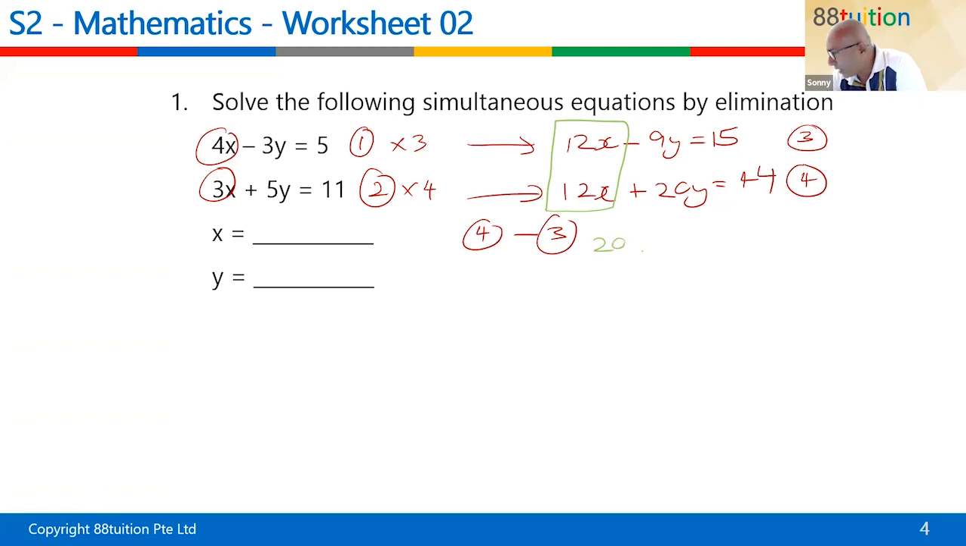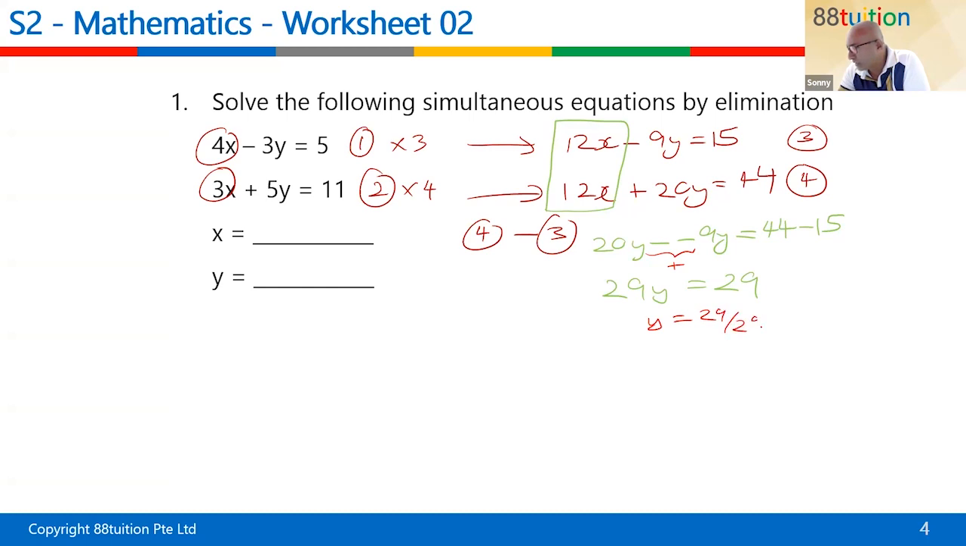Then you get 20y minus 9y equals 44 minus 15. So what do you get? 29y equals 29. Good. But it's not negative, all right? Remember, minus and minus gives you plus. So 20y minus minus 9y is the same as 20y plus 9y, all right? So you get this. Therefore, y equals 29 divided by 29, of course, equals 1. So you have found the answer for y.